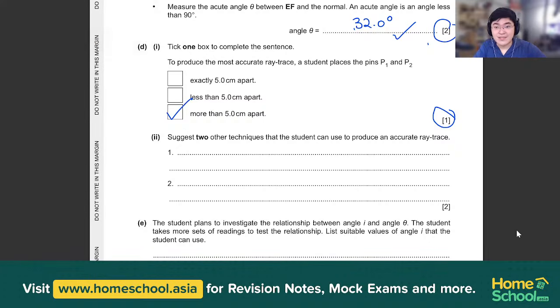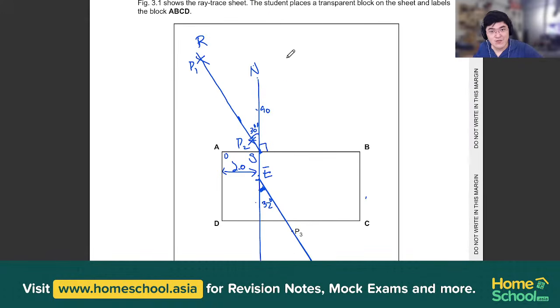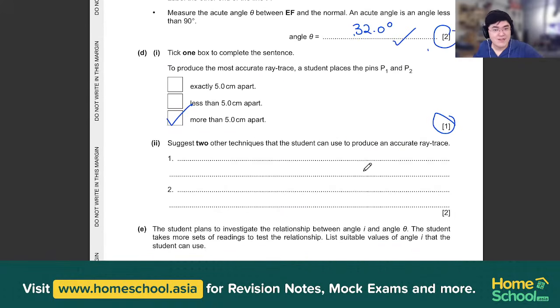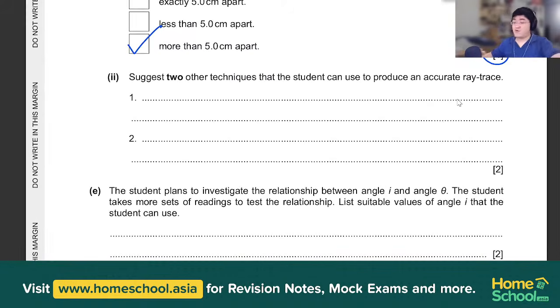Right, so let's move on. D part 2 wants you to suggest 2 other techniques that a student can use to produce a very accurate ray trace. Ray trace meaning how can you draw a good diagram like this, not how powerful your graphics card is. So 2 techniques the student can use to produce an accurate ray trace. How do we do that?